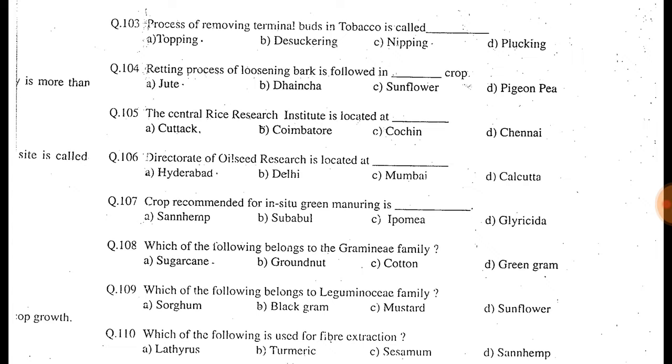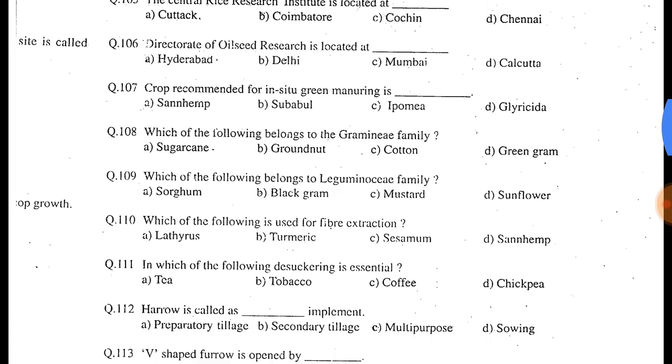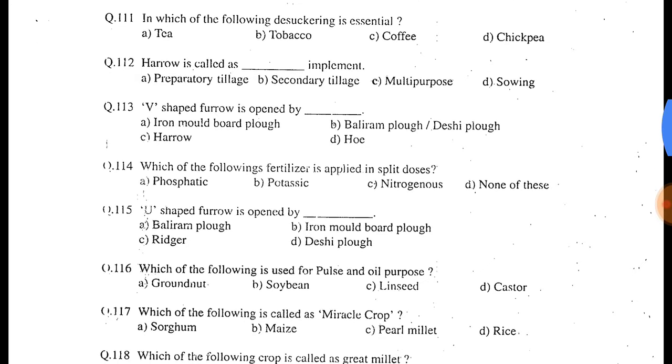Which of the following belong to Leguminaceae? Black gram. Which of the following is used for fiber extraction? Sunhemp. In which of the following is desuckering essential? Tobacco. 112. Harrow is called a multi-purpose implement.